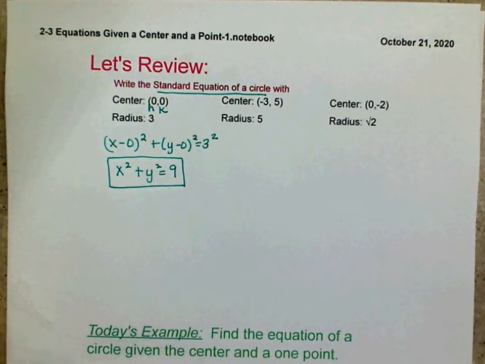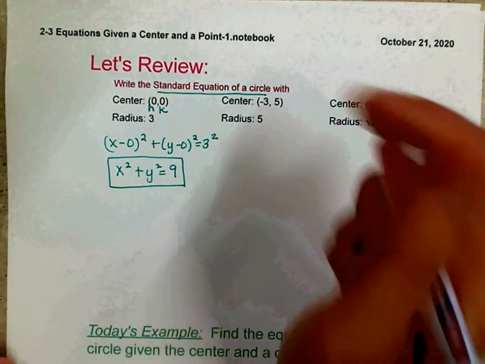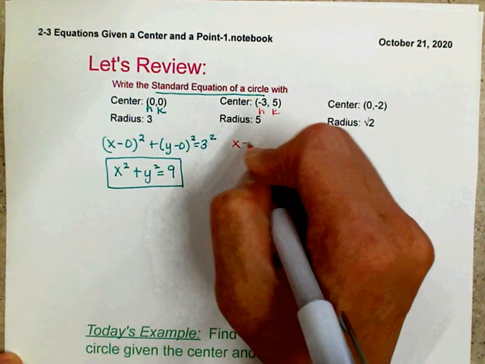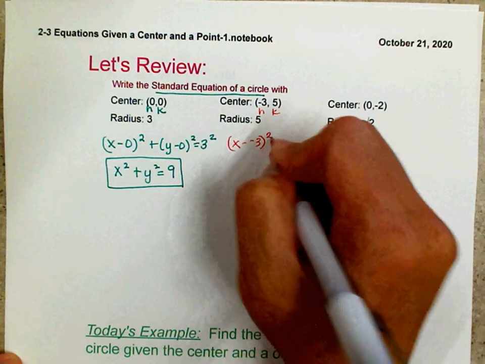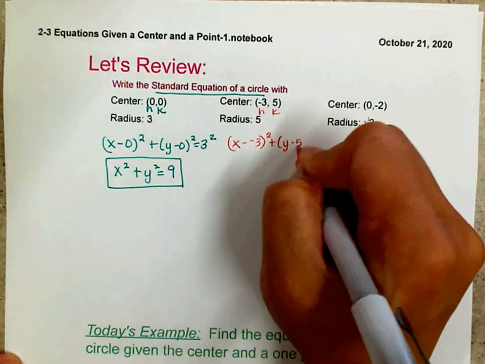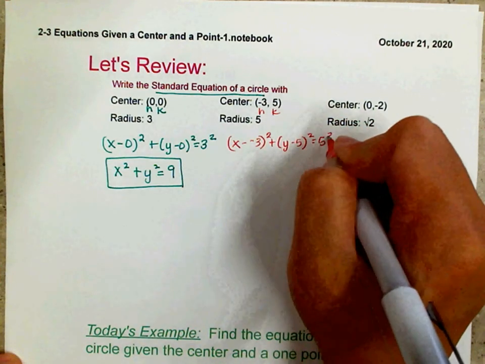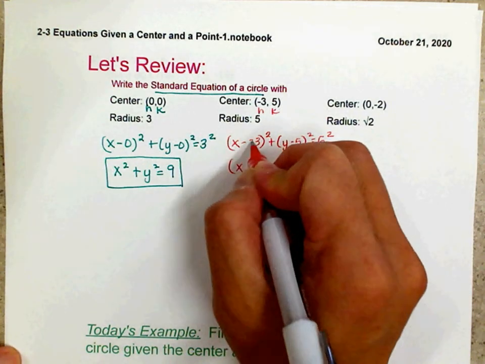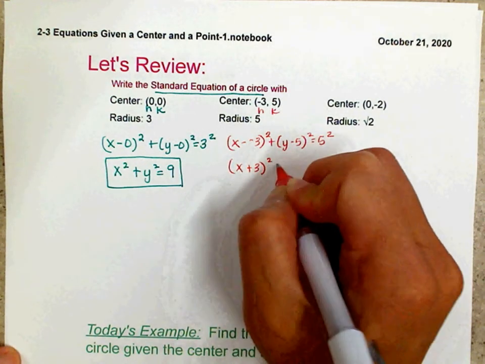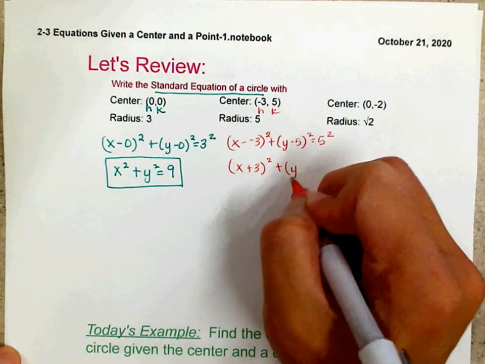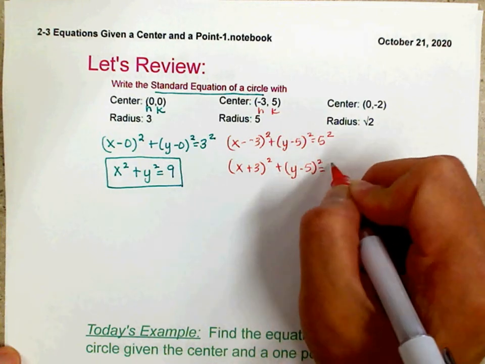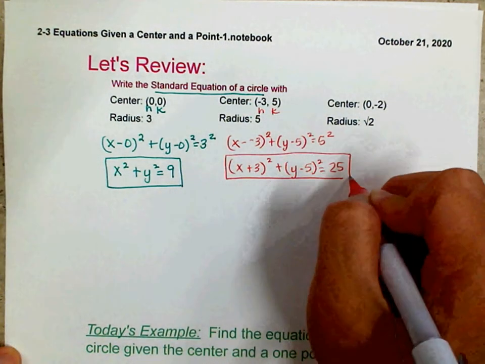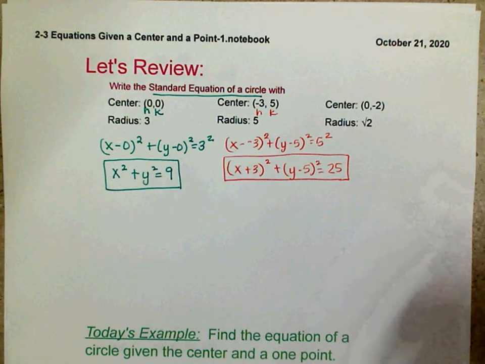Let's look at the second one. Here's your h, here's your k. So you have x minus -3 squared plus y minus 5 squared is equal to 5 squared. Let's go ahead and simplify. Negative and negative becomes a positive. So x plus 3 squared, y minus 5 squared, and 5 squared is 25. And it's okay if it's a decimal, so don't ever be scared, okay?